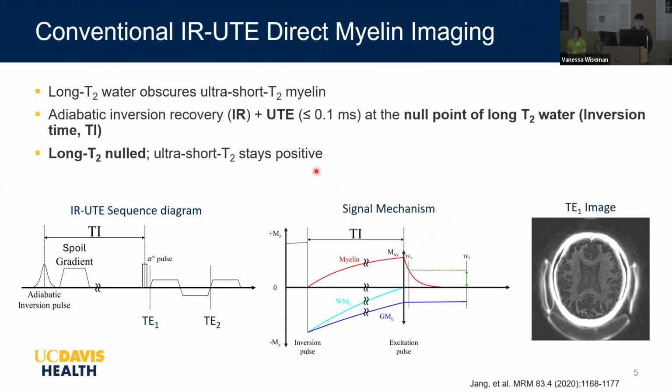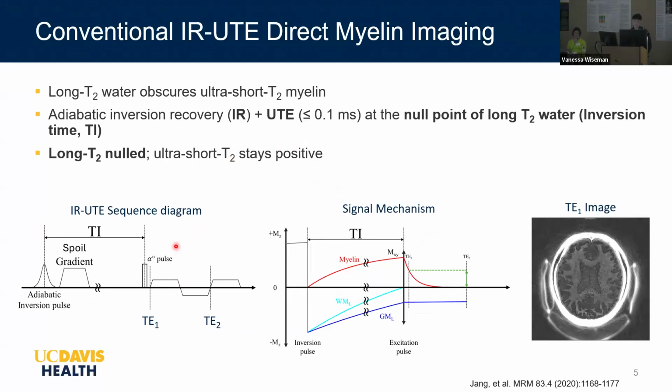Even with our UTE, we have a problem. Long T2 water obscures ultrashort T2 myelin. To address this, we use the IR-UTE, which suppresses the long T2 signal component.